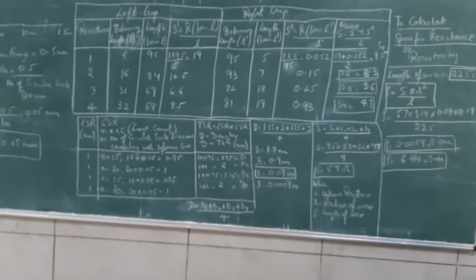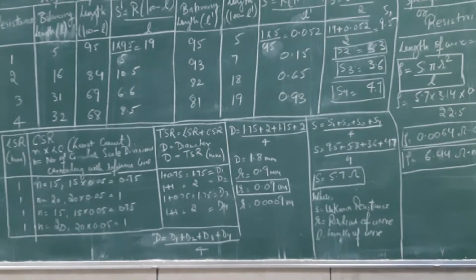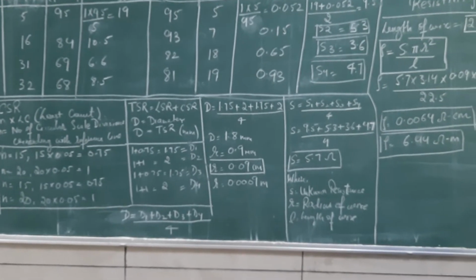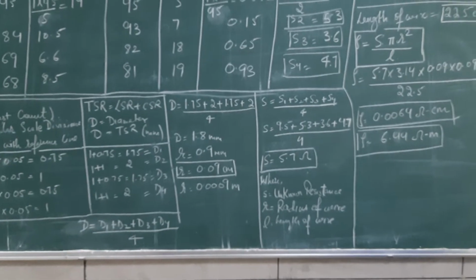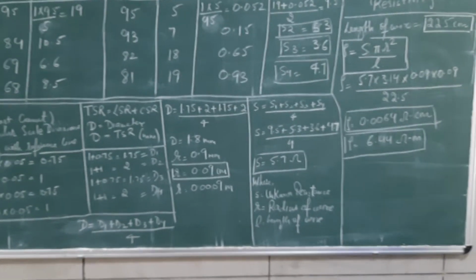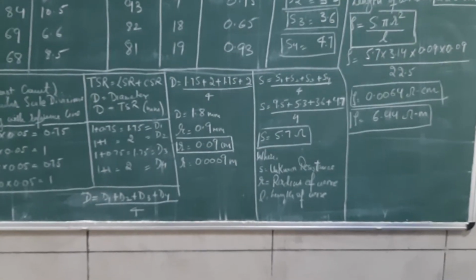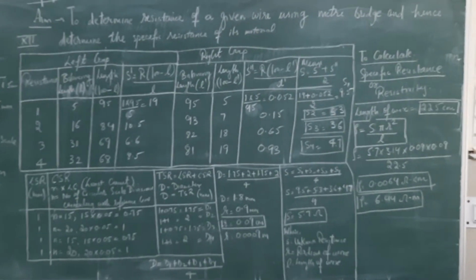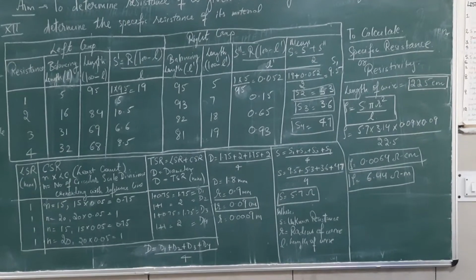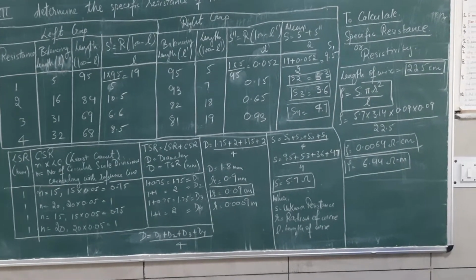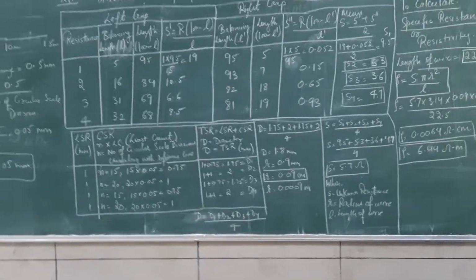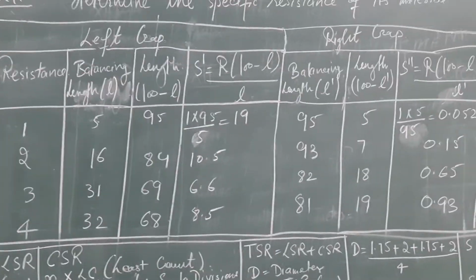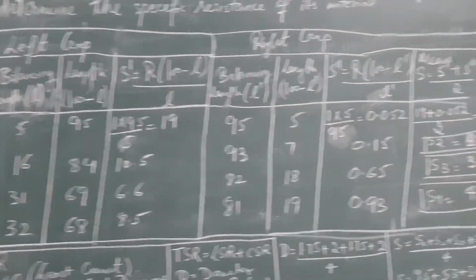Then what I have done? I have taken the mean of unknown resistance S, that is S1 plus S2 plus S3 plus S4 upon 4, and it came out to be 5.7 ohms. So with the help of the first table, I have taken out the mean value of the unknown resistance, that is S. Now I can show you the table with a closer view of it.